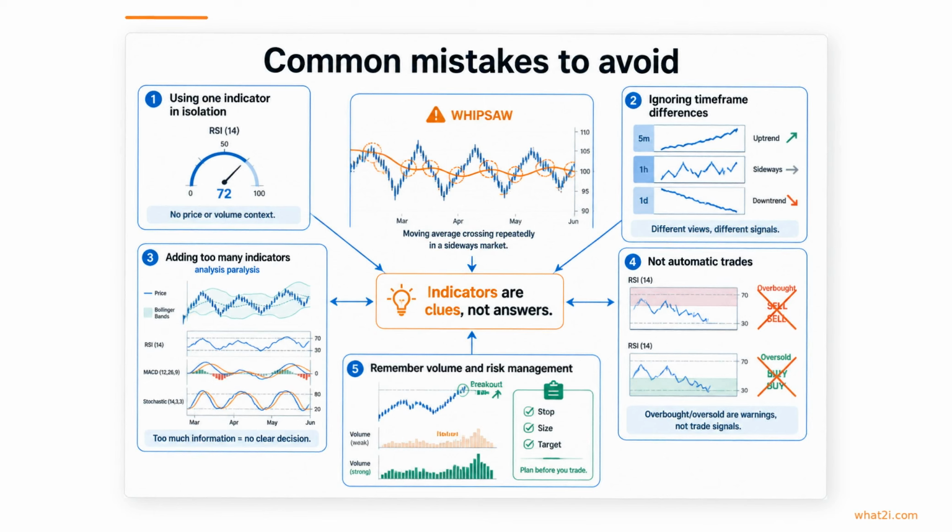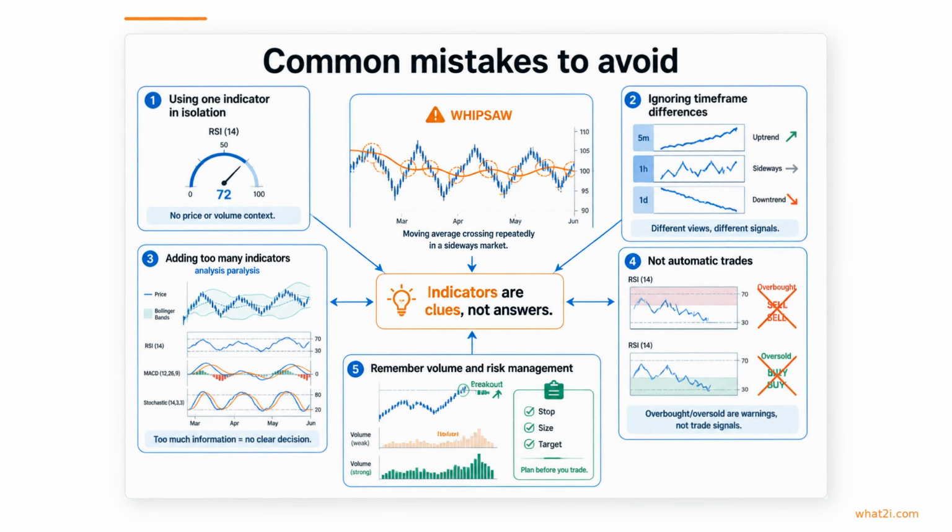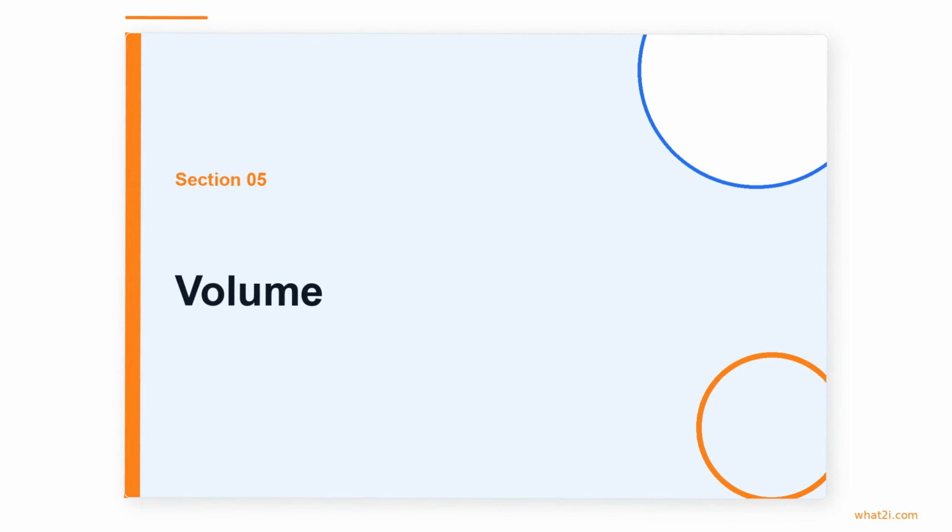Indicator mistakes usually happen when people treat a signal as a complete answer instead of one piece of evidence. One common problem is using a single indicator without checking what price is actually doing. Another is ignoring time frame differences, which can make one chart look bullish and another look weak. Many beginners also overload charts with too many indicators, creating confusion rather than clarity. Overbought and oversold readings are especially easy to misuse because they are warnings, not automatic trade instructions. The best practice is to keep indicators simple, combine them with context, and always pair them with volume awareness and risk management.